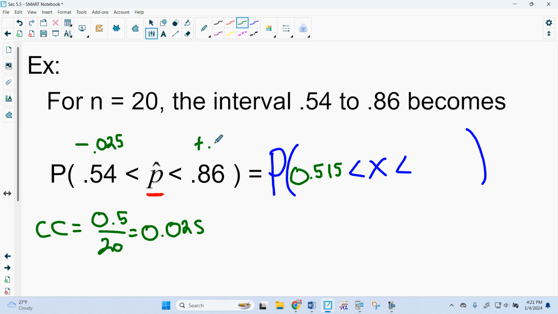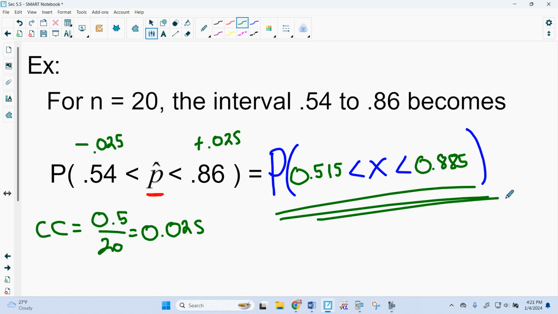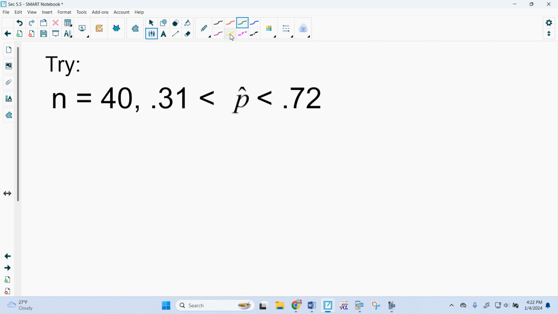and we add that to our right endpoint, which gives us 0.885. So this would be what we're trying to find. Now, I'm not going to go through with that yet and find the standard deviation and the mean. We are just doing the continuity correction here first before we go to the next step. So let's have you try this one.